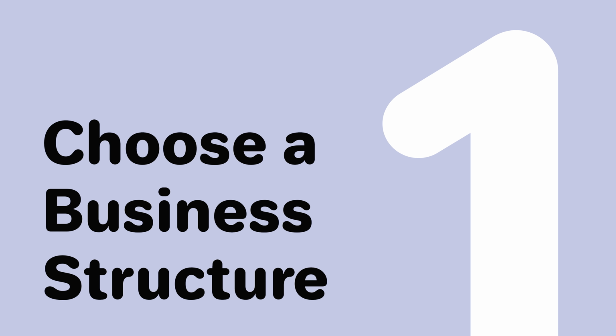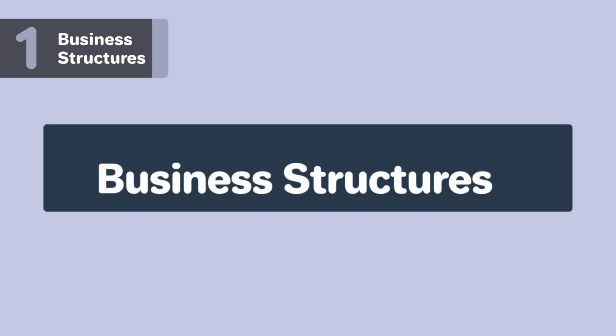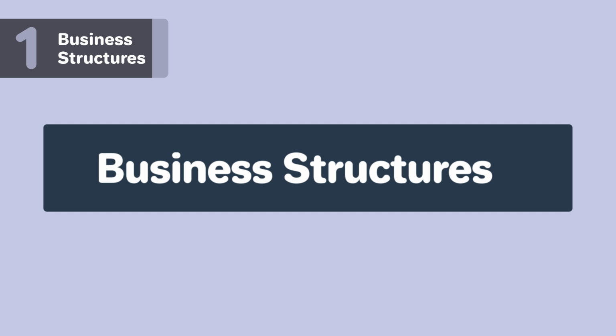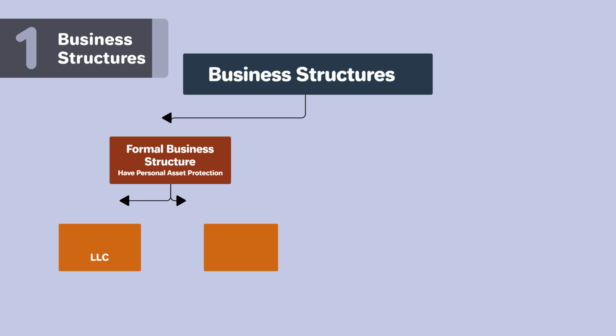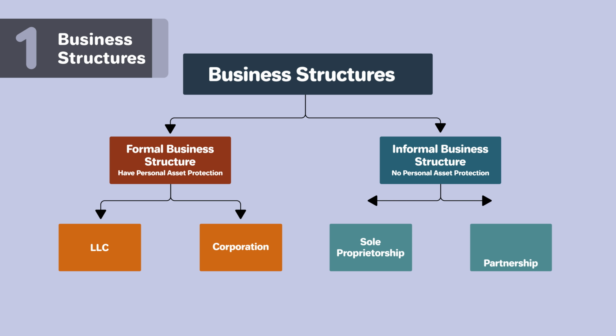1. Choose a business structure. You'll need to determine your company's business structure before deciding a name, as different business structures have different naming requirements. There are formal business structures like LLCs and corporations, and informal business structures like sole proprietorships and general partnerships. In this first section, we'll talk about the naming requirements of each.